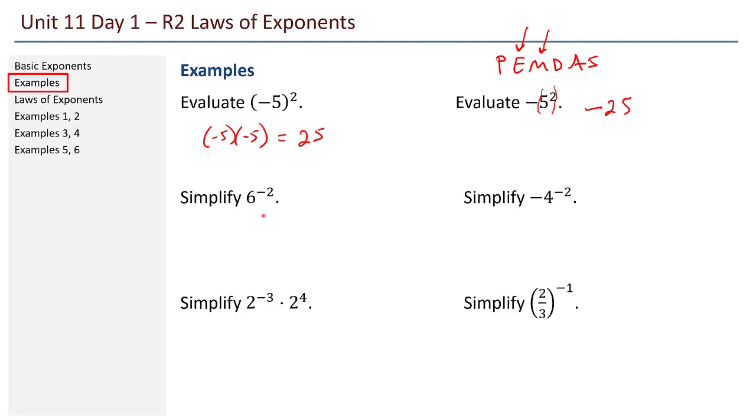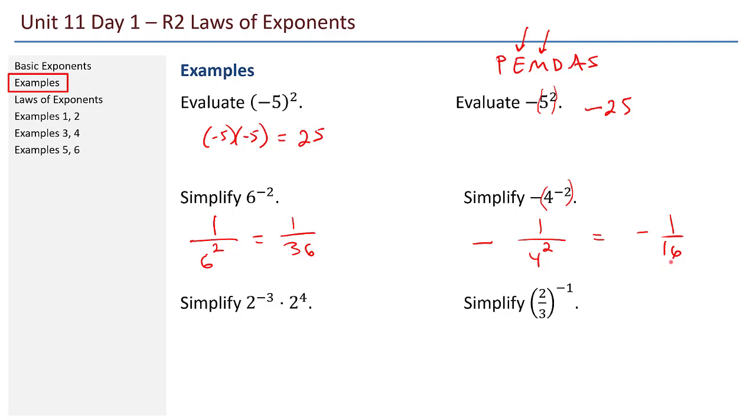All right, moving on. How about 6 to the negative 2? Based on our rules on the previous slide, that should be 1 over 6 squared, which is 1/36. Negative 4 to the negative 2. Again, does that negative 2 apply to the negative in front? No, it doesn't. The negative power of 2 only applies to the 4. So 4 to the negative 2 is 1 over 4 squared, and that negative stays out in front. In other words, negative 1/16.